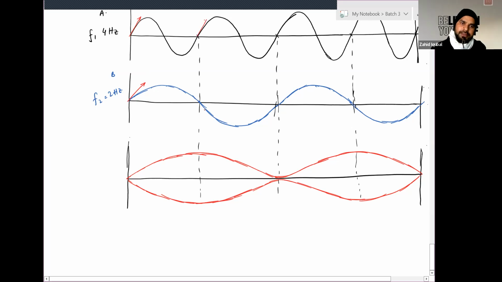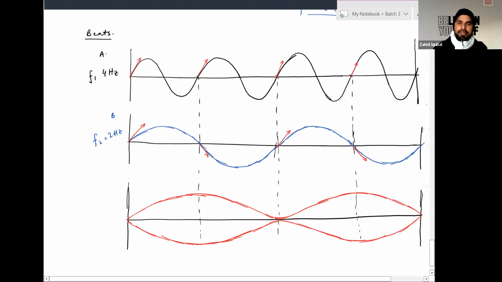But at this point, the direction of these two waves gets reversed. So they will tend to subtract. So the wave starts decreasing. Similarly, at this end, the direction of both these two is along the same direction, so it will tend to add. And at this end, it will tend to subtract. So it will create a wave like this.